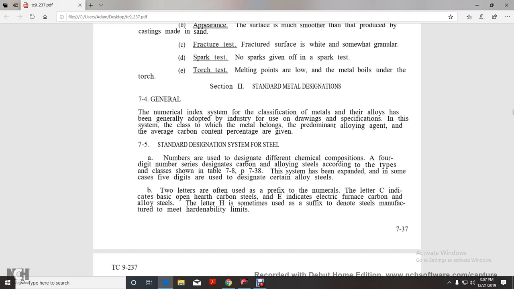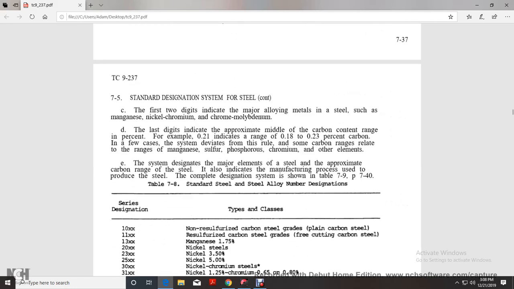Letters are often used with the prefix numerals. The letter C indicates a basic open hearth carbon steel. E indicates an electric furnace carbon and alloy steel. The letter H, sometimes used as a suffix, denotes steel manufactured to meet hardenability limits.